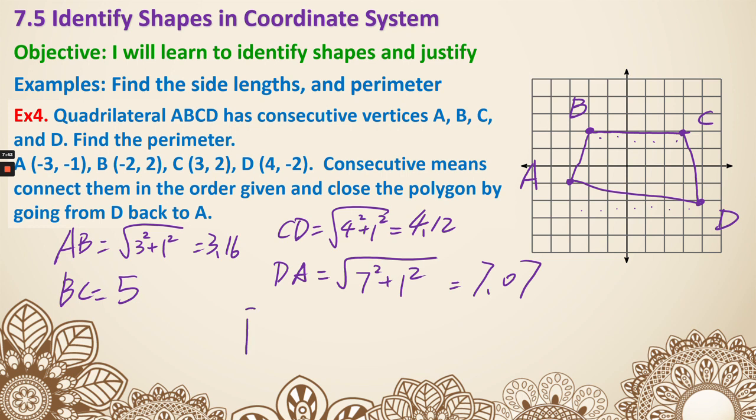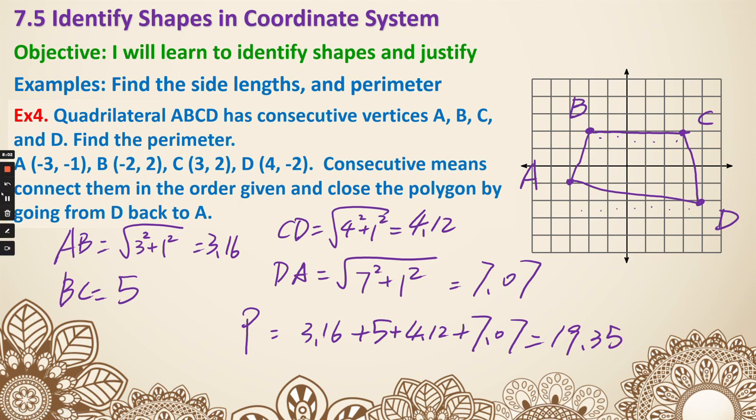Lastly, the perimeter. We're going to use the letter P to represent the perimeter. That is 3.16 plus 5 plus 4.12 plus 7.07. That is going to give us 19.35. And that is example 4. As you can see now, this lesson is purely something we have learned before, just adding one extra step. And that is everything for 7.6.